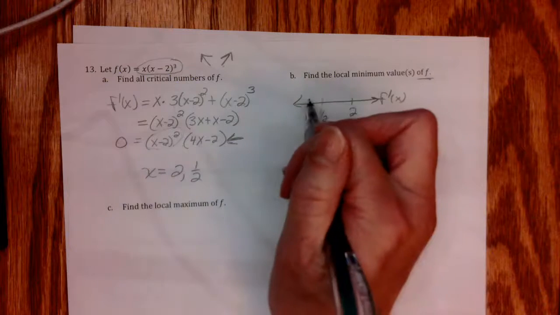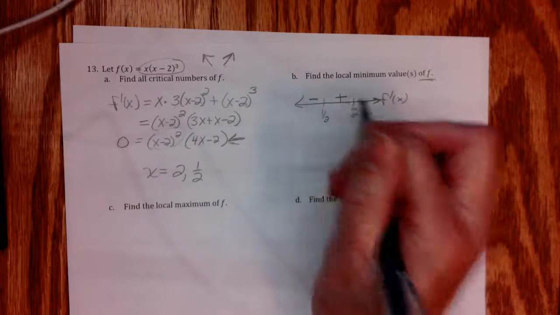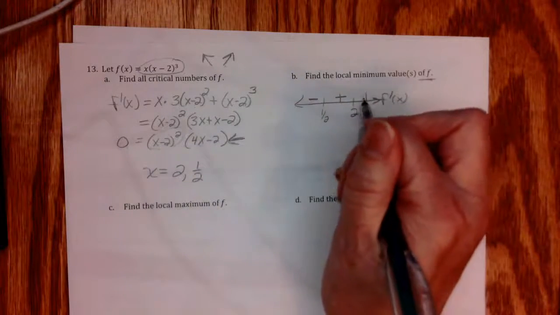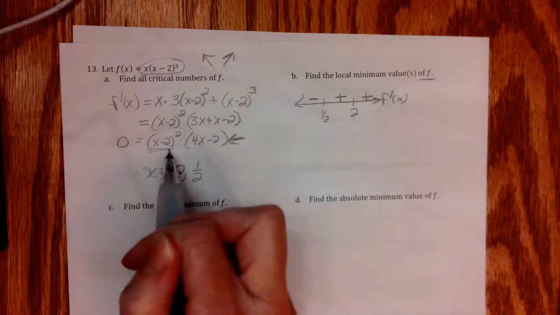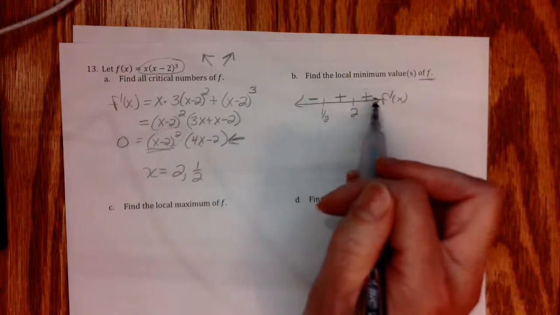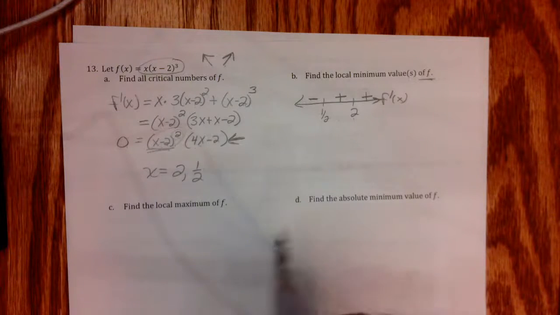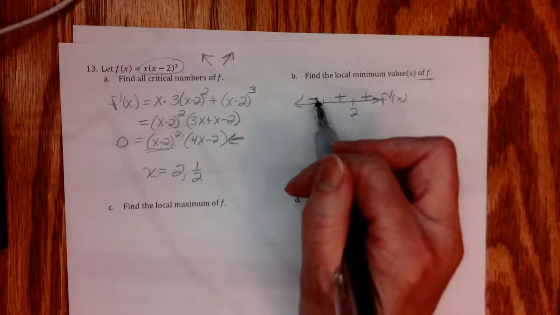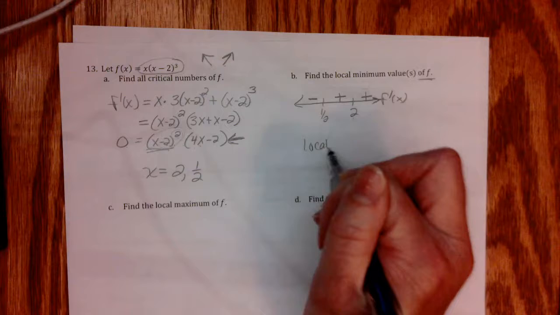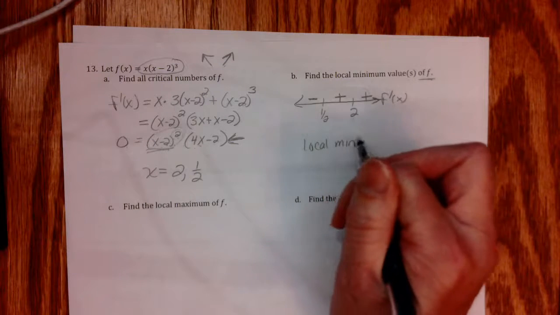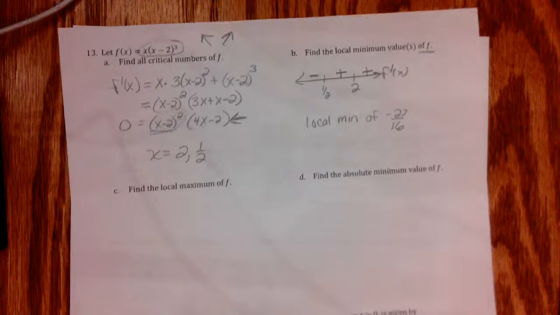0 in here makes this piece go negative. If I plug in 1, that makes this piece go positive. If I plug in 3, this piece goes positive. Notice there is no sign change around 2 because this was the double root. So the charts will alternate unless you have a double root or an even degree root. The local minimum value, I'm decreasing until I get to 1/2 and then I increase. So that means I must have a local min at 1/2. If you plug 1/2 in, then you would end up getting negative 27/16 for the amount of the minimum.